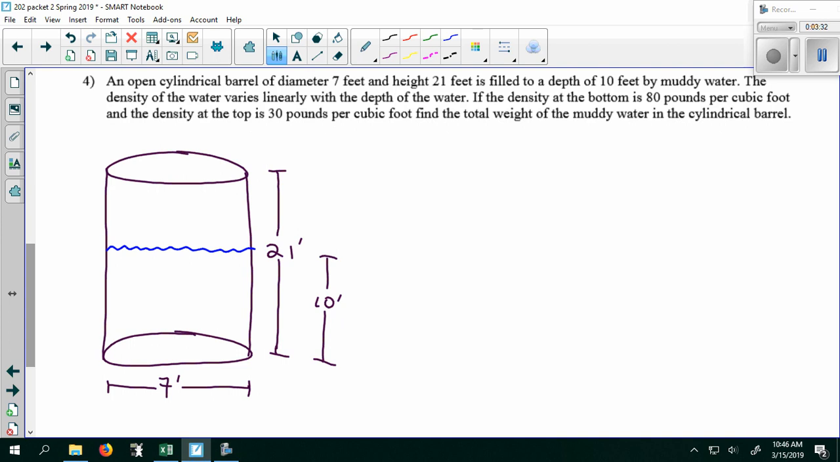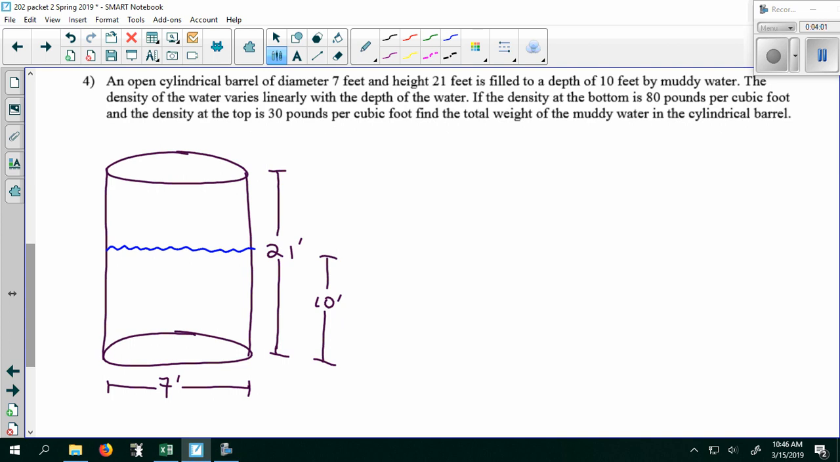Okay, the density of the water varies linearly with the depth of the water. So the density of the mud in the water, right? Because the mud tends to settle towards the bottom. So it's denser at the bottom than it is at the top. And they said that the density at the bottom is 80 pounds per cubic foot, and the density at the top is 30 pounds per cubic foot. And we want to find the total weight of the muddy water in the cylindrical barrel.